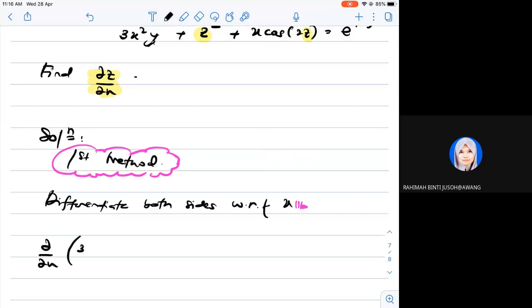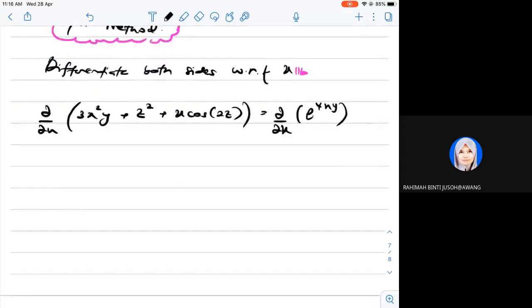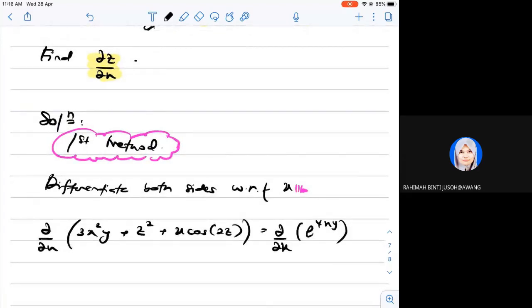On the left we have 3x squared y plus z squared plus x cos 2z. That's the left side, and then the right side is del x exponent 4xy, like this. So now when we discuss the first method, for del z del x, both variables, z and x, will be variables. That's if we use the first method.